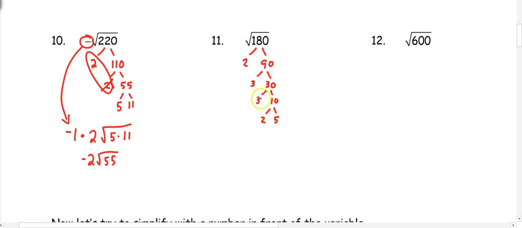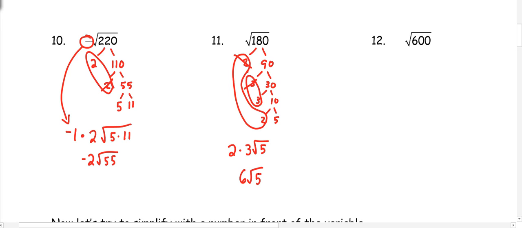Now, the numbers don't have to be right next to each other for pairs. So I have a pair of 3's in this case, and I have a pair of 2's. So I have two numbers that are going to go out front and multiply with each other: 2 times 3 for the pairs, and we have a 5 left over. So we simplify to 6 root 5.